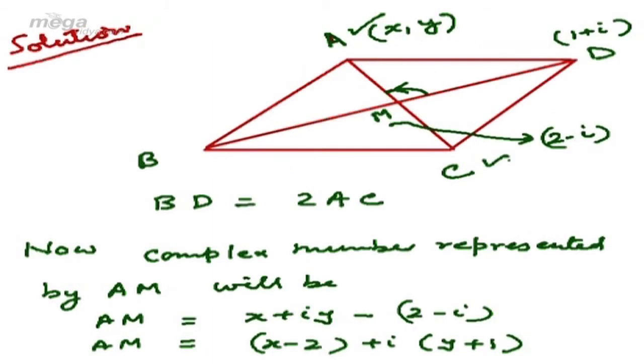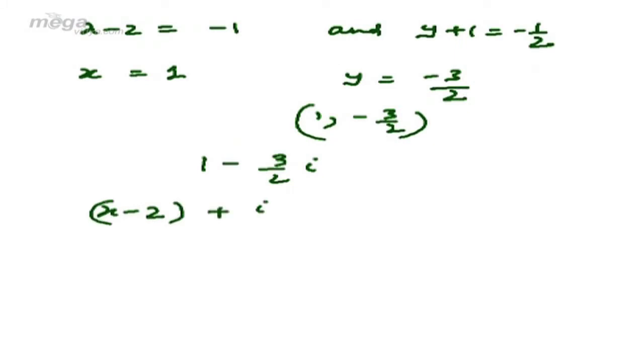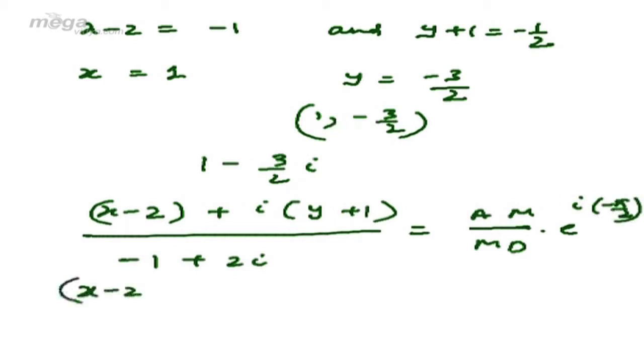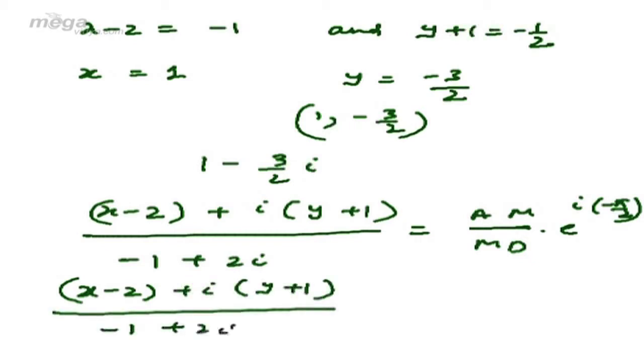Now the position of A can also be at the position where C is. So if you rotate the complex number in the clockwise direction, then you will have to take the negative sign. That is, x minus 2 plus i times y plus 1 divided by minus 1 plus 2i will be equal to AM upon MD into e to the power i times minus pi by 2. That is, it is equal to 1 by 2 into minus i.